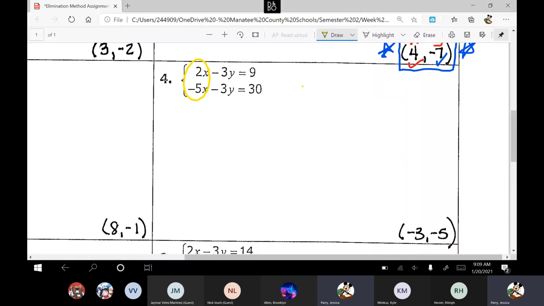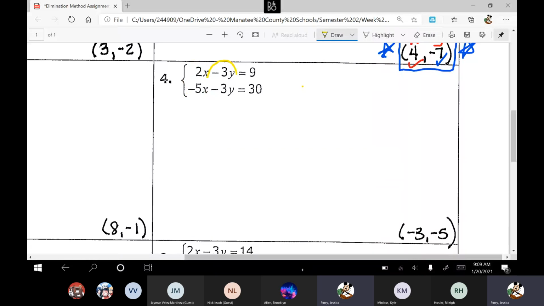Are positive 2x and negative 5x opposites? Yes or no? Please write that in the chat for me. So you're answering the question, are positive 2x and negative 5x opposites? And the correct answer is no, they are not opposites.